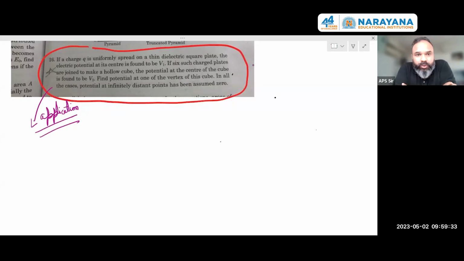If a charge Q is uniformly spread on a thin dielectric square plate, the electric potential at the center of the plate is V1. If 6 such charged plates are joined to make a hollow cube, the potential at the center of the cube is V2. Then what is the potential at the vertex of that cube? What is the potential at the vertex of the cube?